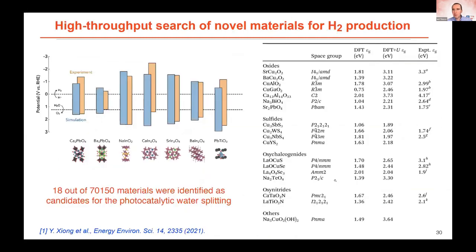And it's another example about band gaps. I think I'll skip it. Also showing that plus U improves band gaps. You go from 1.81 in DFT to 3.11 in DFT plus U, while experiment is 3.3. So it's quite a significant improvement, but still not yet perfect.